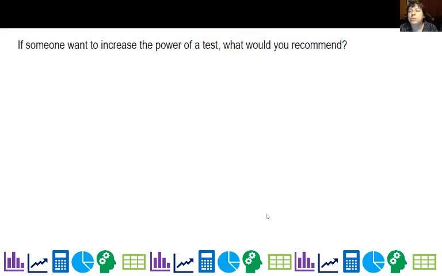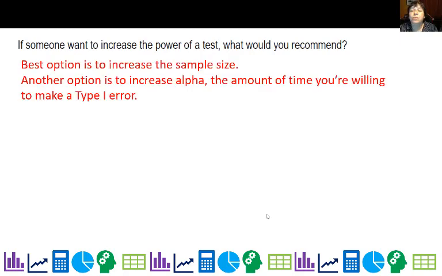So if someone wants to increase the power of a test, what would you recommend? The easiest thing to do is to increase the sample size. Your other option is to increase alpha, but that means that increases your probability of a type 1 error. So you can do either one of those or a combination of the two.